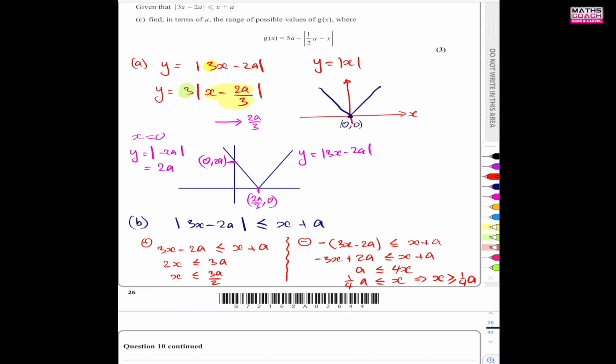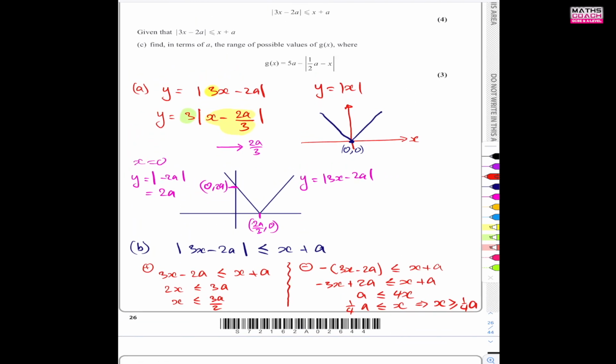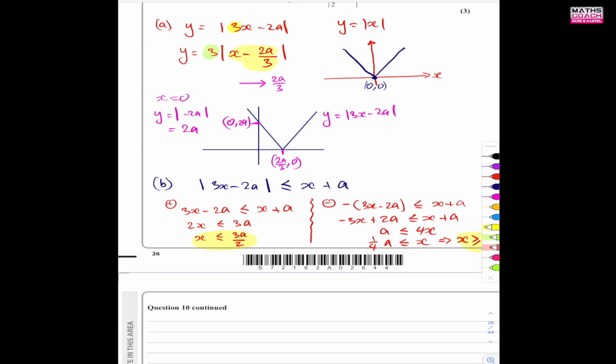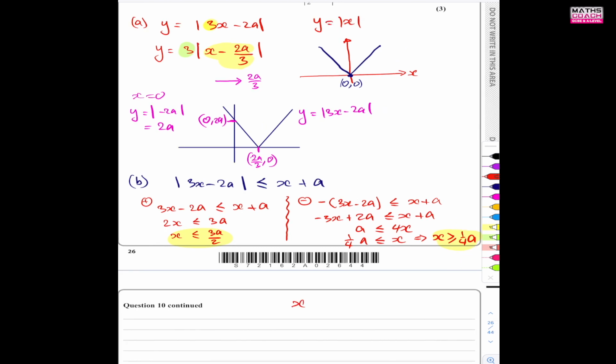So what does this all mean? There are essentially two ranges of values. x is either less than or equal to 3/2 of a, or x is more than or equal to a quarter of a. So it looks like a closed interval, more than a quarter of a and less than 3/2 of a. So from this, we can say that x is less than or equal to 3/2 of a, but more than or equal to a quarter of a.